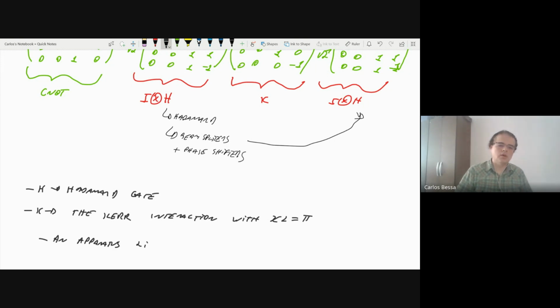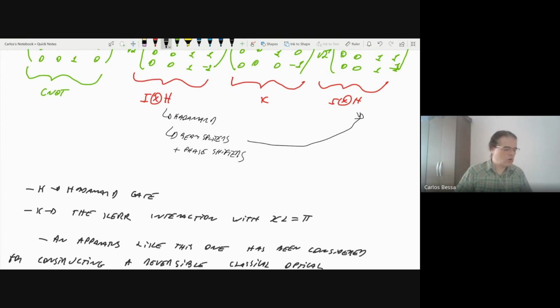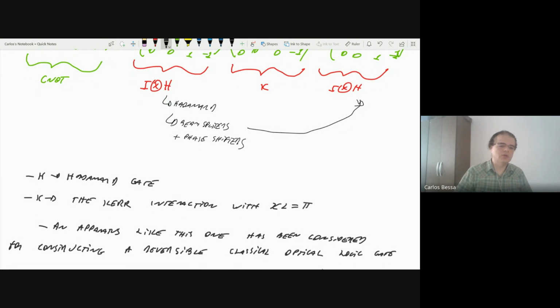So an apparatus like this one has been considered for constructing a reversible classical optical logic gate, described in box 7.4, and we'll discuss it soon.